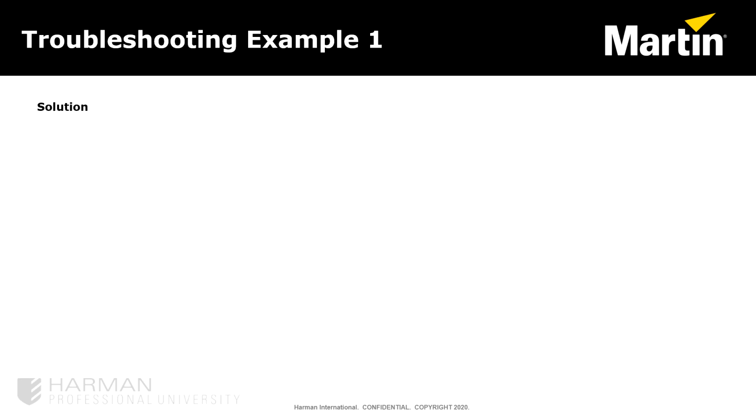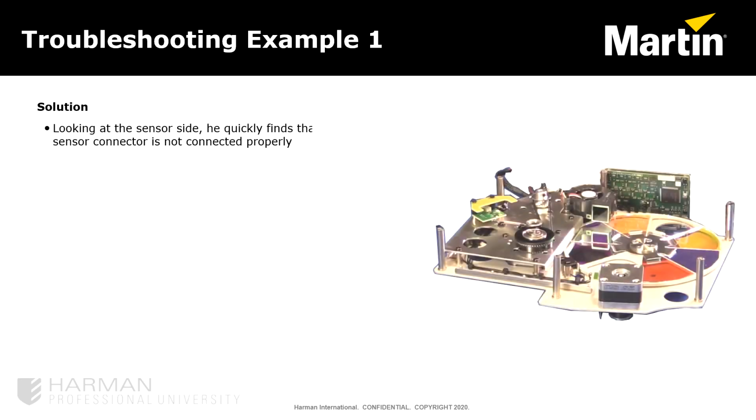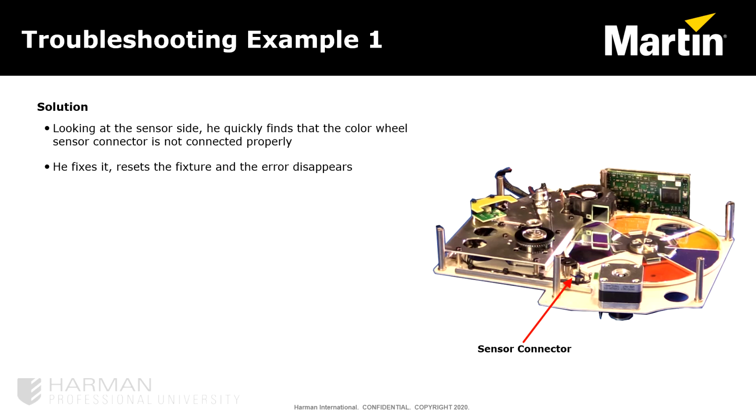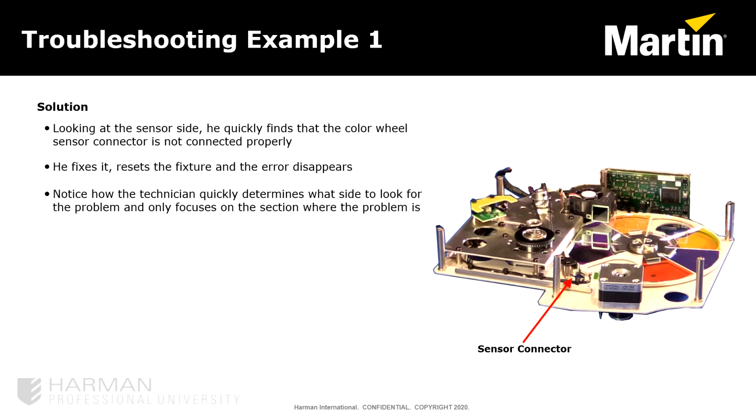How does the technician resolve the issue? Looking at the sensor side, it is quickly determined that the color wheel sensor connector is not connected properly. The technician fixes it, resets the fixture, and the error disappears. Notice how the technician quickly determines what side to look for the problem and only focuses on the section where the problem is. This is a good example of the divide and conquer troubleshooting process.